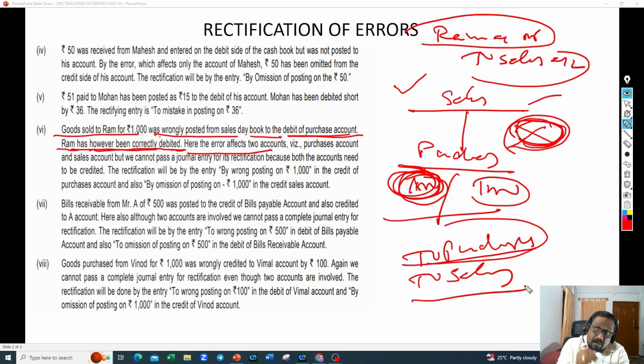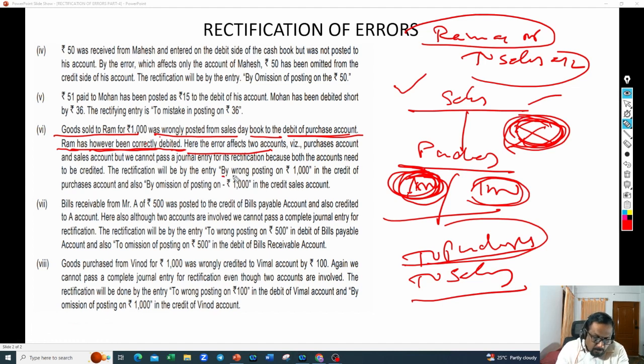Hence, though multiple accounts are impacted in this particular error, you are not in a position to prepare a complete entry here. The reason is both rectifications have to be done on the credit side. Purchase also you need to credit. Sales also you need to credit. Since you are supposed to rectify this by crediting two accounts and there is no debit, you cannot make it a complete entry. Hence, you cannot post a complete entry. So what entry are we supposed to post then?